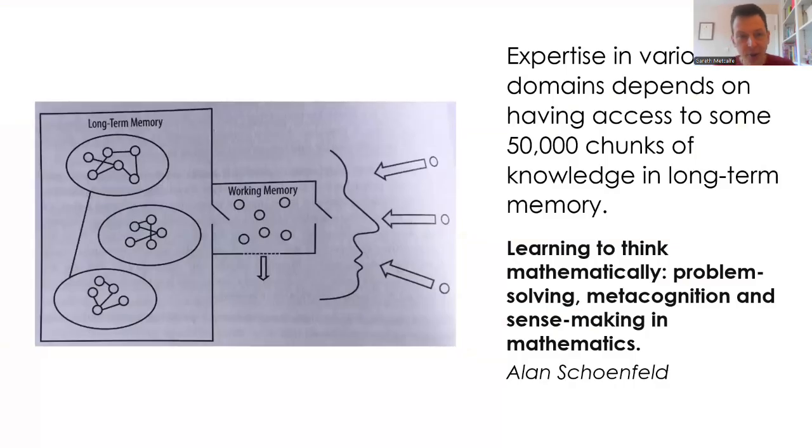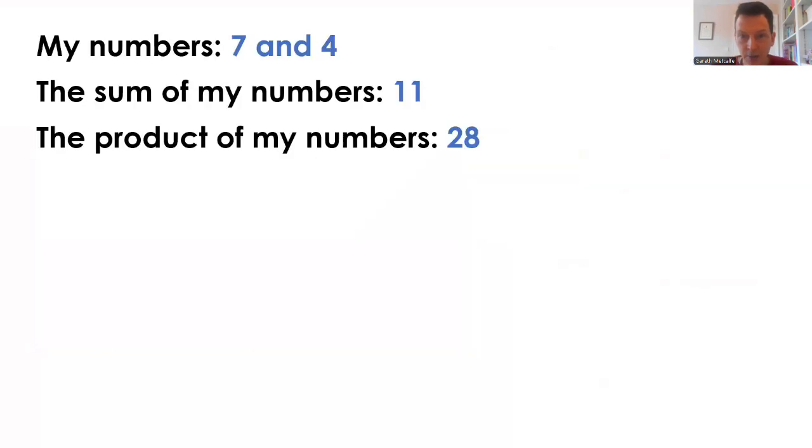Now, we know the importance of activating the schemas from long-term memory to lessen the burden on working memory and to consider the relevant schemas for the problem today. Expertise in various domains depends on having access to some 50,000 chunks of knowledge in long-term memory. So if we can access and activate the relevant prior learning from long-term memory, that will lessen the demand on working memory. So I might look back at a task and think, I need to develop this content knowledge for this task. So I must activate it before children engage in the task. That might be for some, it might be for all.